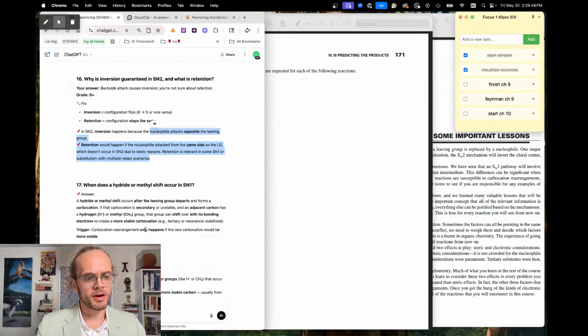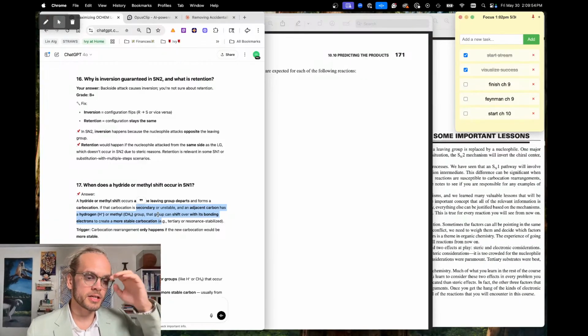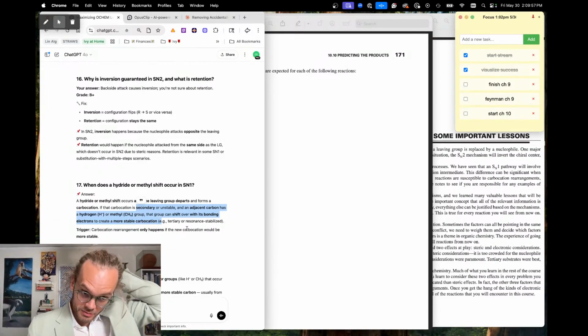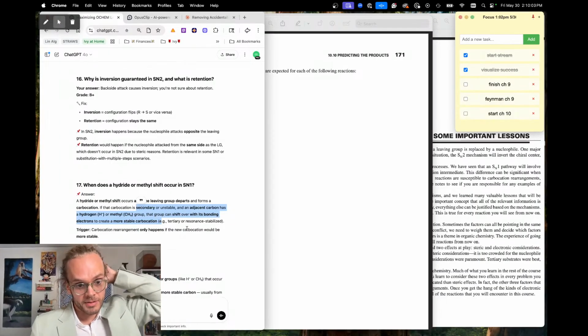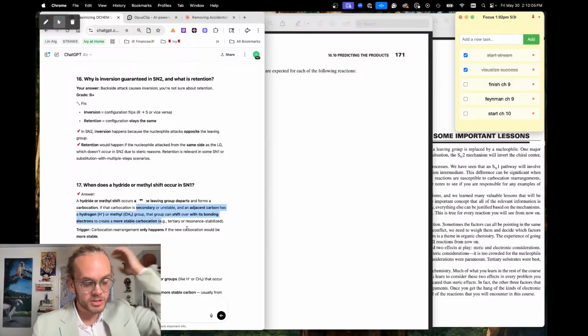After the leaving group departs, you have the carbocation. If it's secondary, an adjacent carbon has a hydrogen or methyl group, that group can shift over with its bonding electrons to create a more stable carbocation. Carbocation rearrangement only happens if the new carbocation would be more stable.